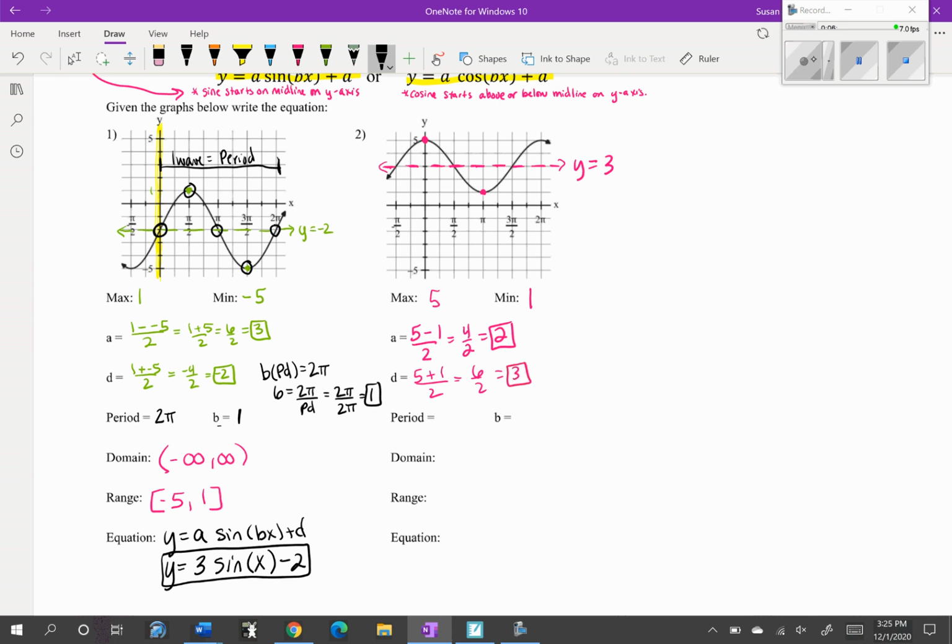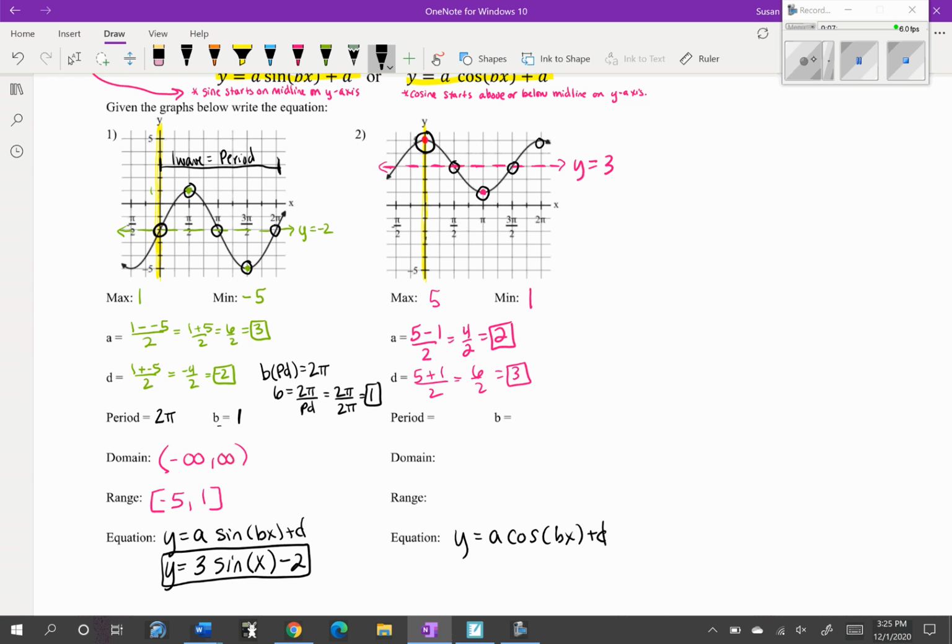And remember, you should be able to count up from the midline 1, 2, and down 1, 2 to get your amplitude, which happens in this case. The period, so on the y-axis, we have to determine if it's a sine or a cosine graph. So if we look on the y-axis, we are not starting on the midline, we're starting above the midline, which tells us this is a cosine equation. So y equals a times the cosine of bx plus d. So we have our first key point, that's our second, third, fourth, and fifth.